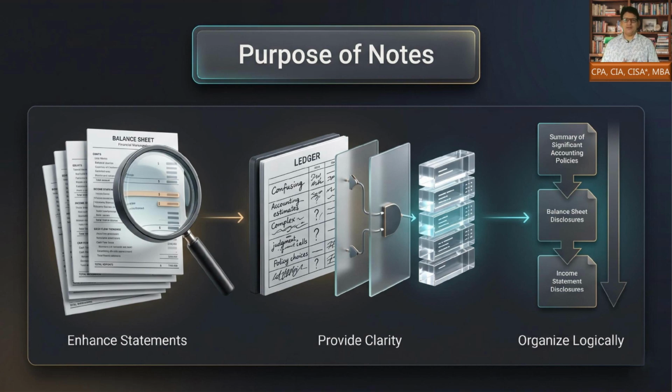For example, a balance sheet may show inventory, but the note explains the cost method, valuation approach, and any write-down policy. That information helps users assess margins, working capital quality, and future cash flows. Logical organization also matters. A reader should be able to move from the summary of significant accounting policies to specific note details without feeling like they are solving a treasure hunt.